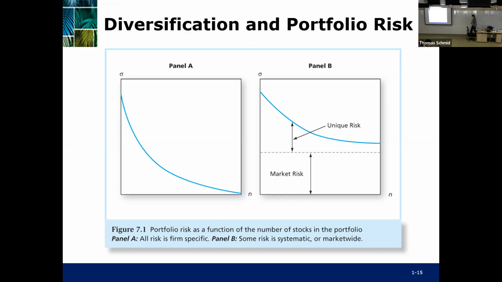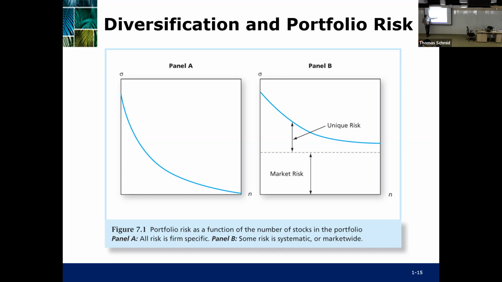If you think again about investing and the risk of portfolios, what we know is that the more stocks you have in your portfolio, the further the risk is reduced. But how far risk can be reduced in markets really depends on the market risk. Panel A here is not a very realistic case, assuming that there is zero market risk. So in panel A, we assume that all the risk is firm specific. If all the risk is firm specific and you add more and more stocks to your portfolio, you approach zero risk.